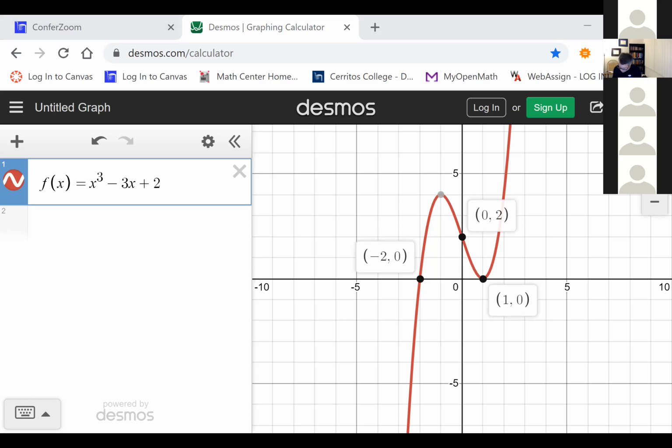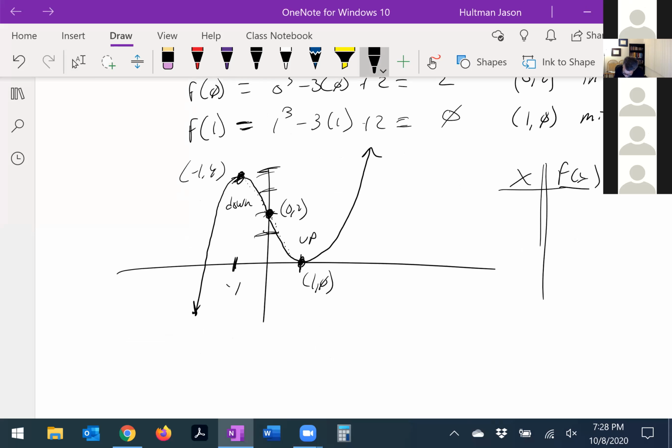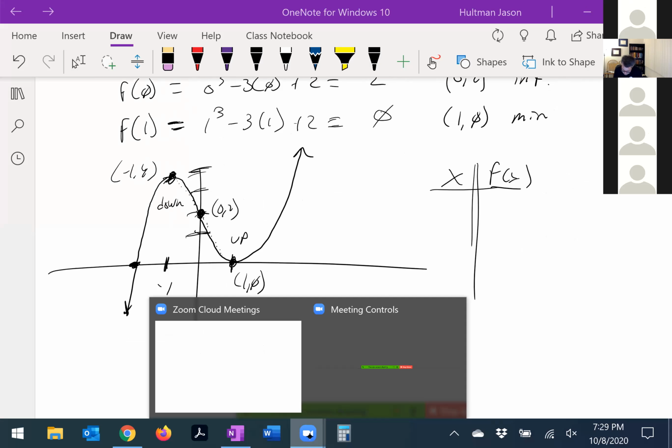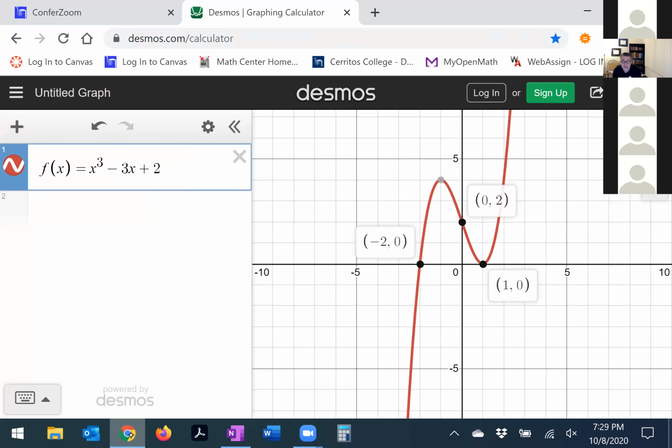Okay, where would this x-intercept be? That would be when f of x is equal to 0. x cubed minus 3x plus 2 equals 0. That'd be really hard to find because this is not factorable. So that's fine, we could just use the graph to get that. Okay, let's go back to the graph here.